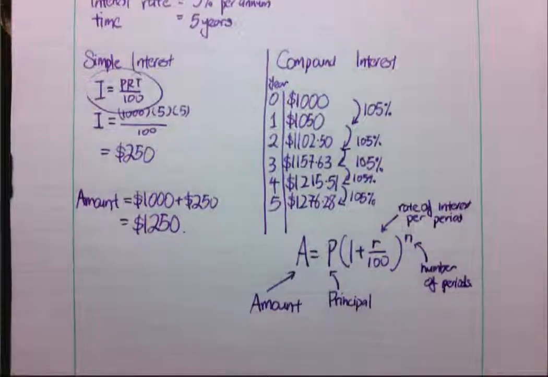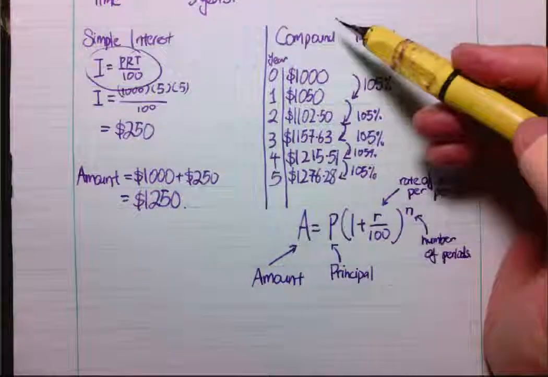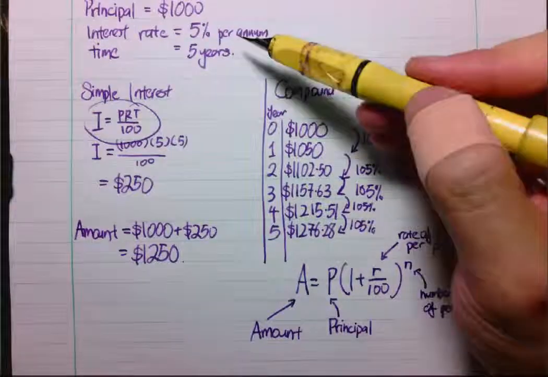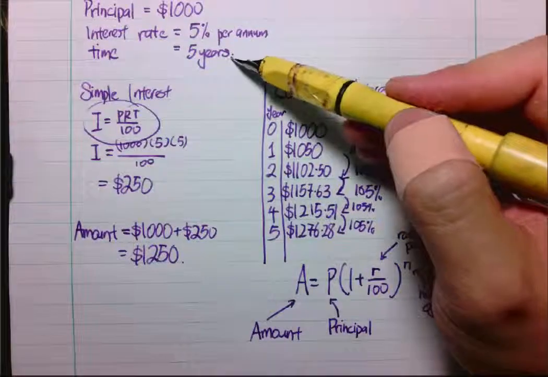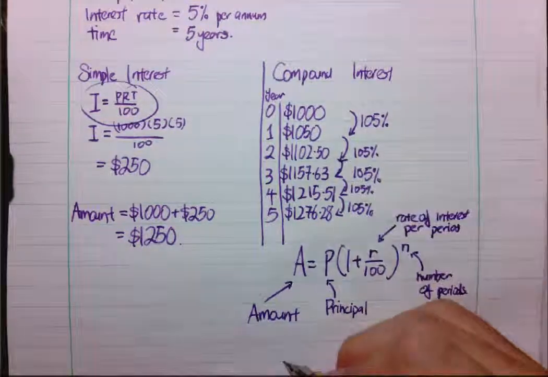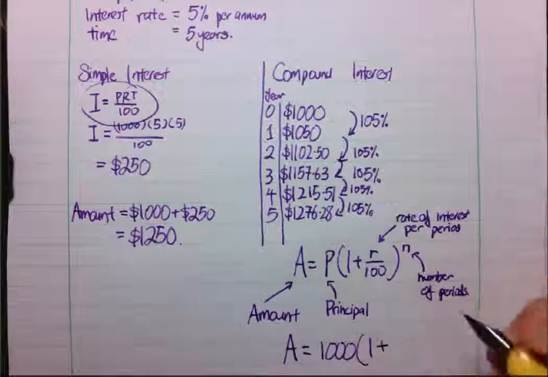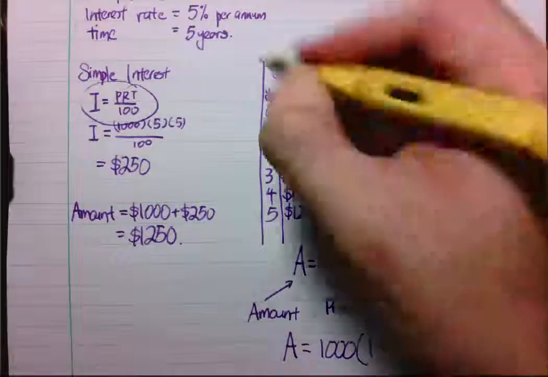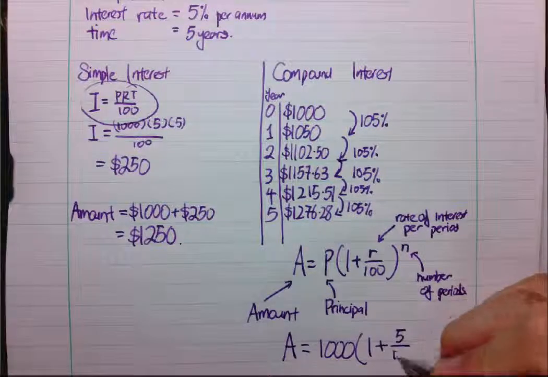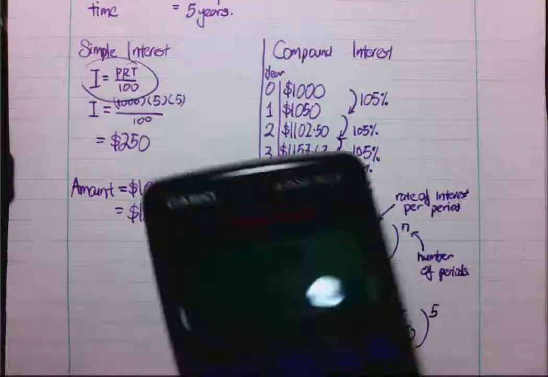Okay, let's just try it out to see if it actually works. For this example, my rate of interest is 5%, my number of periods is 5, and my principal is 1000. So A equals P, 1000, times 1 plus R, where R is 5% per annum, divided by 100, to the power of N. Let's try keying that into your calculator.